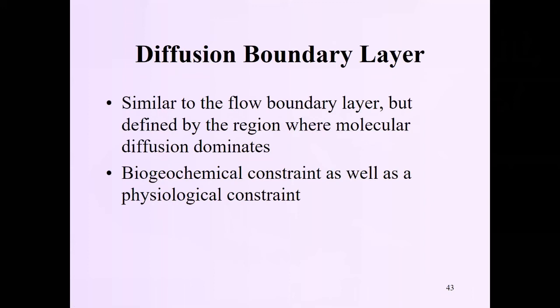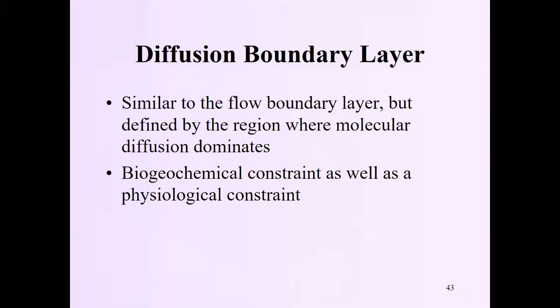So basically it's similar to the flow boundary layer, but defined by the region where molecular diffusion dominates. And if you think about that no slip zone that I talked about, that is going to be molecular diffusion in there. But once you get up into the laminar flow, that's going to be moving things along much more quickly than any of the molecular diffusion can.